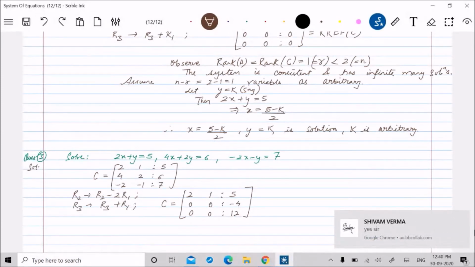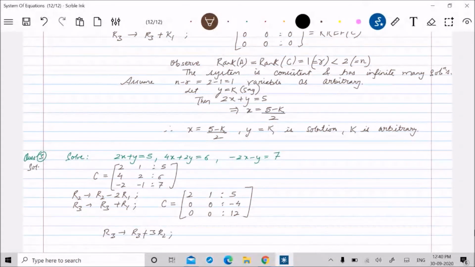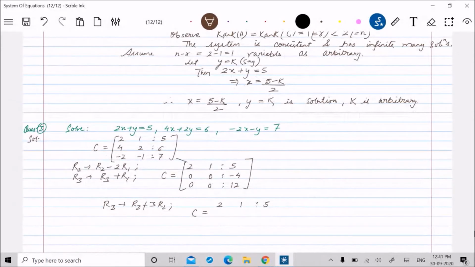So I have to apply one more operation. The operation is R3 implies R3 plus 3 R2. This is the correct operation to get the actual echelon form. Sometimes it is very confusing because you have already made all the elements below the principal diagonal 0, but there is always a scope to make this element 0. Whenever there is a scope to have more 0 elements below the diagonal or on the diagonal, please make them 0.